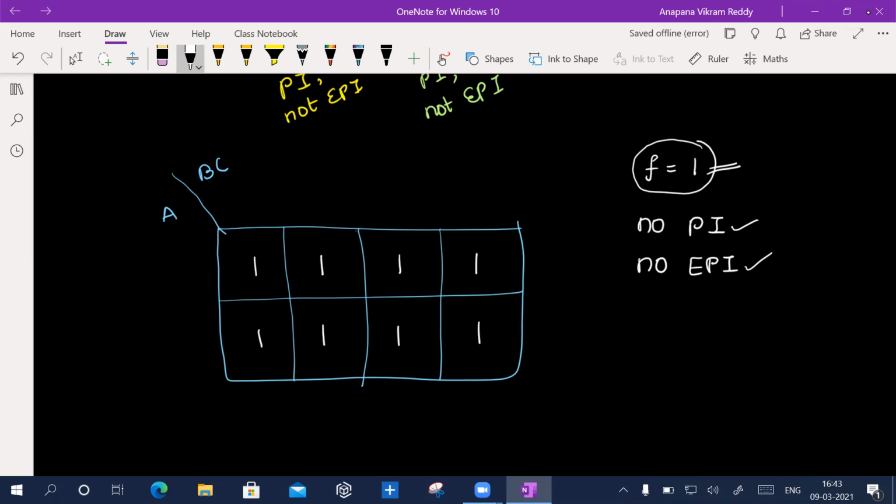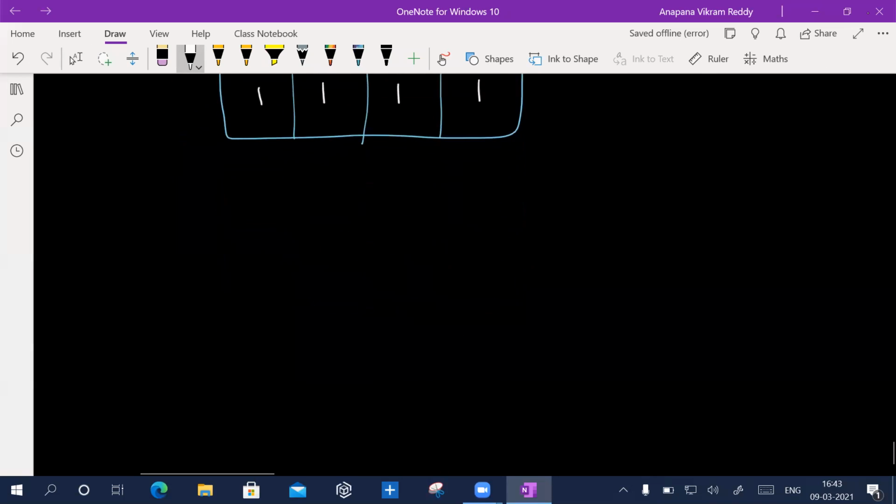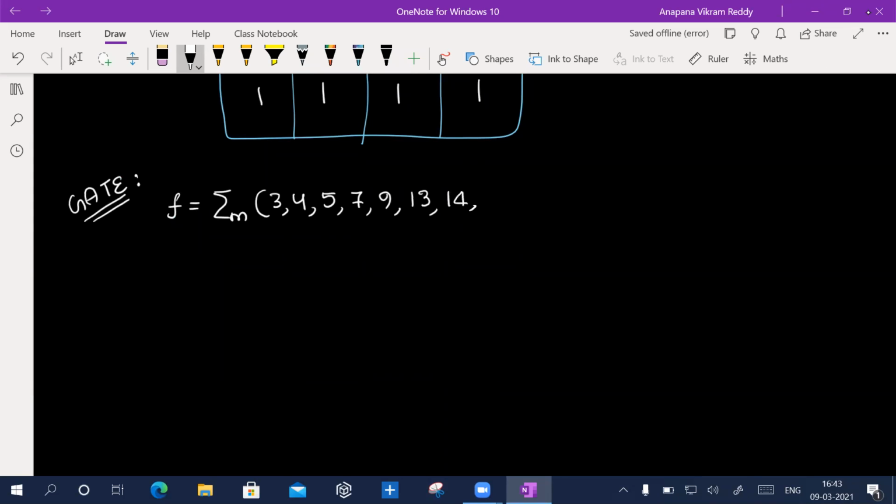Now, okay, I will give you one GATE question now. Let me take one. See, most of the questions that I solved here belong to important examination papers. Okay, you please do it now. 3, 4, 5, 7, 9, 13, 14, 15. Please tell me the number of PIs and EPIs. That's it. And you know how many ones? 3, 4, 5, 7, 9, 13, 14. Just count them, and those are the number of ones.